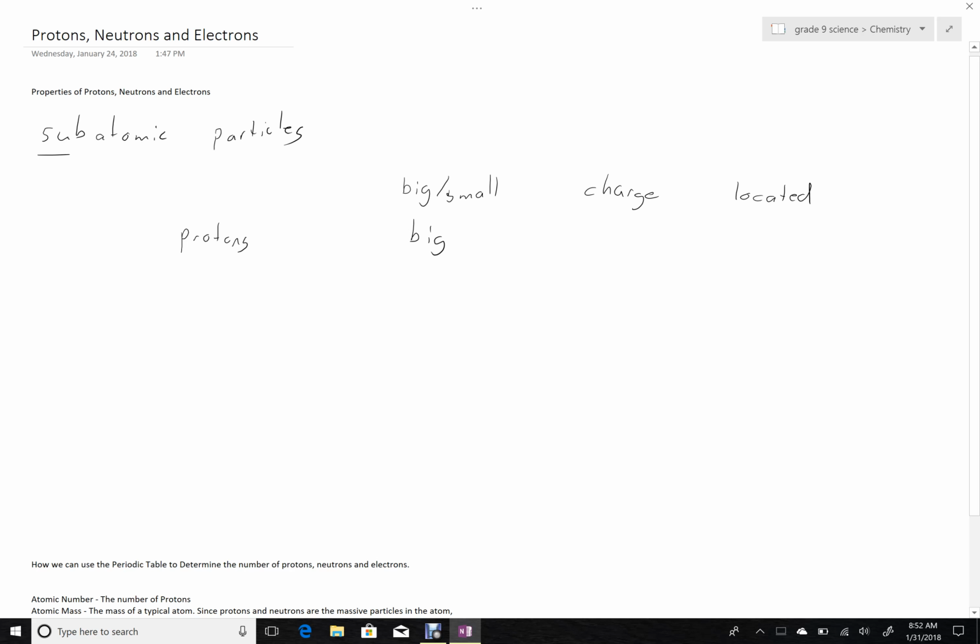So protons. They're big. Their charge is positive. When I want to say positive, I'm going to use the abbreviation positive like that. And they're located in the center, or what we call the nucleus of the atom. This is the incredibly small center.